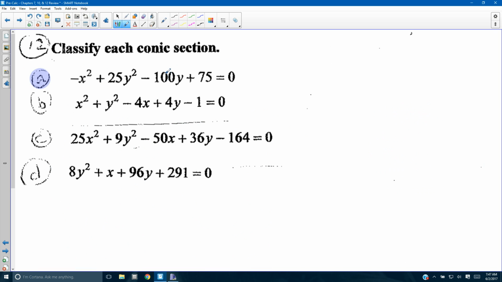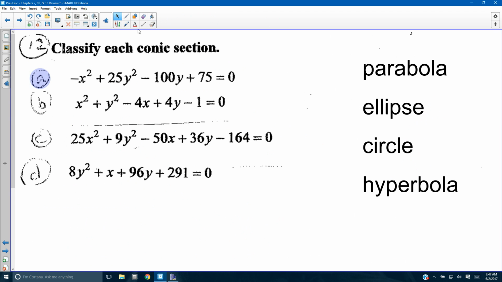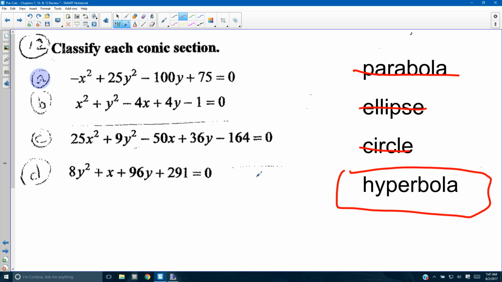Number 12, classify each conic section. Copy, paste, parabola, ellipse, circle, hyperbola. For A, both squared variables, parabola's out. Negative and positive, different signs of my squared variables, that's out, hyperbola. A is hyperbola.